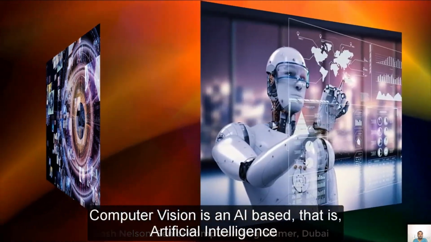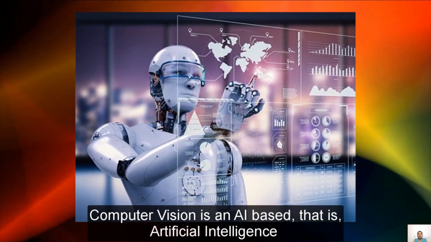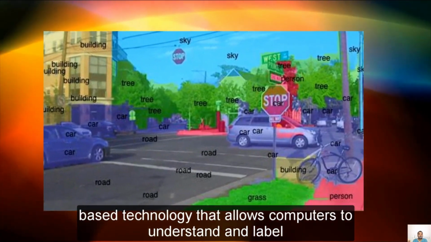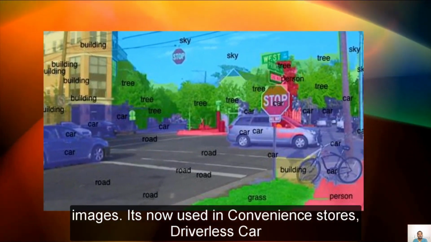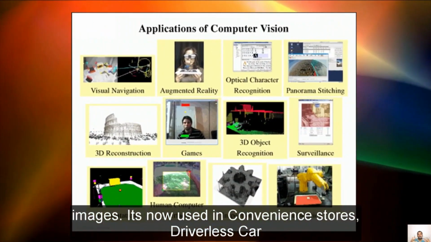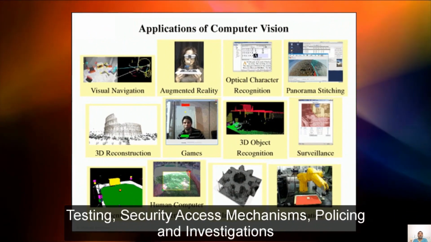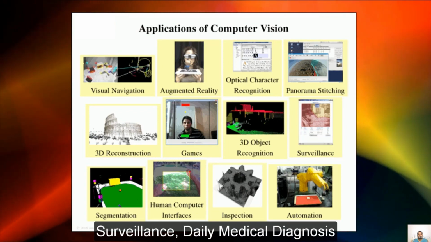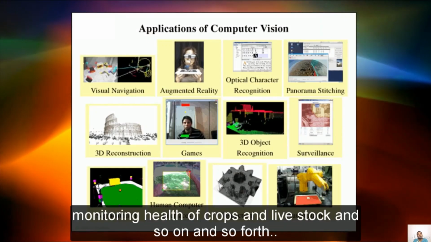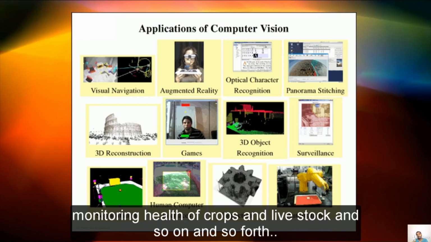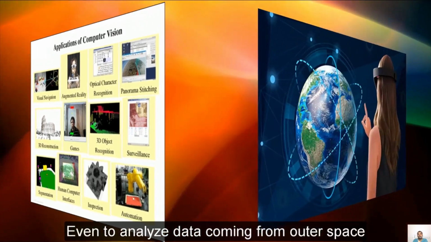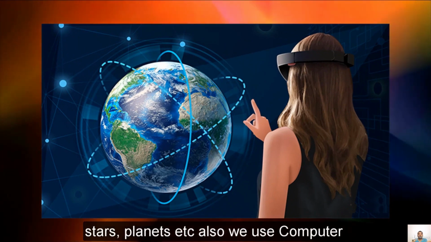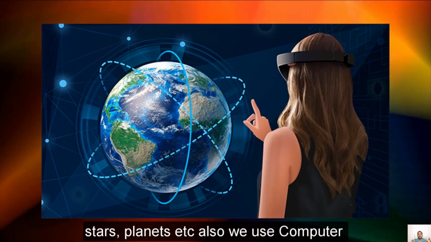Computer vision is an AI-based, that is artificial intelligence-based, technology that allows computers to understand and label images. It's now used in convenience stores, driverless car testing, security access mechanisms, policing and investigations, surveillance, daily medical diagnosis, monitoring of health of crops and livestock, and so on and so forth, even to analyze data coming from outer space, stars, planets, etc. Also we use computer vision.